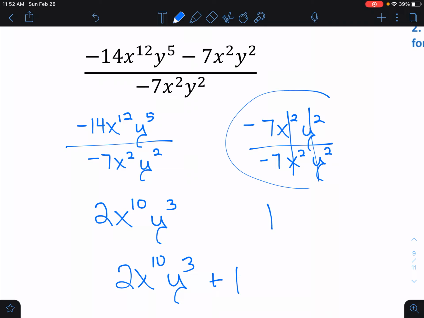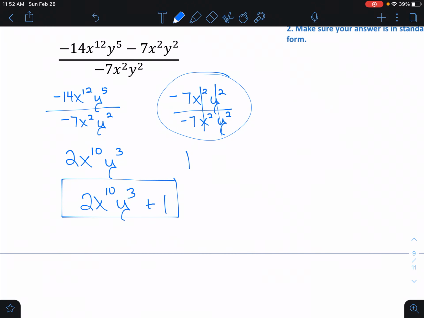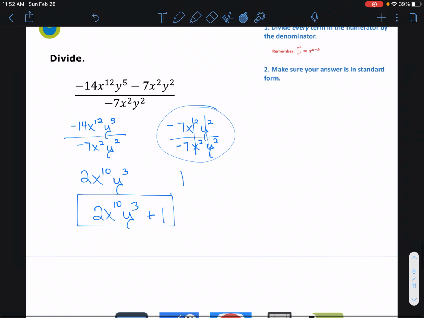Another way to look at this right here is to say, oh, notice it's a polynomial divided by itself. If it's divided exactly by itself, it's always going to be 1. So that's something to keep in mind too. But here is my answer. Again, you should double check to make sure. This has a degree of 13, 10 plus 3, and this has a degree of 0. Yeah, it's definitely in standard form. So that is how you divide polynomials.